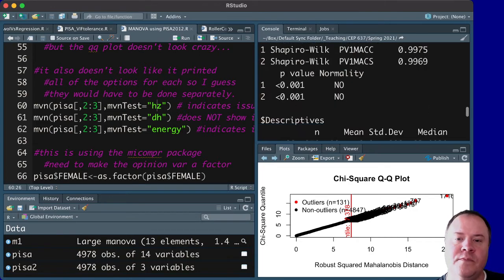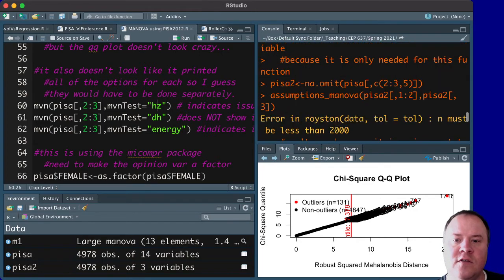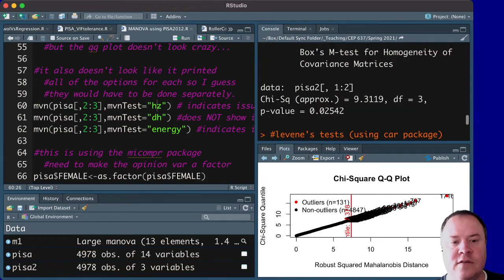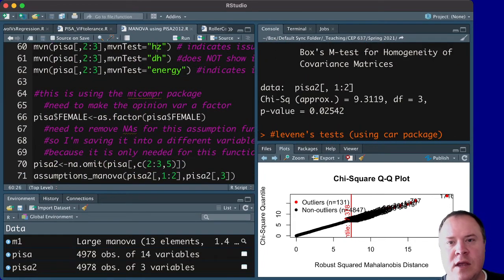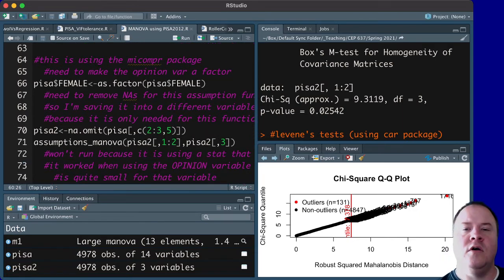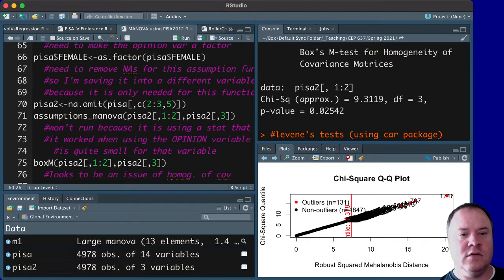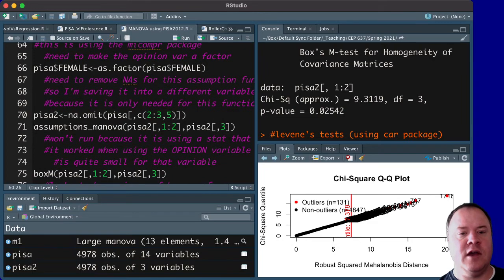All right, then we can go on to looking at some other things. First of all, we need to examine homogeneity of covariances. To do that, we have to first make the female variable a factor variable. Right now it's numeric, so change that to a factor. And then we have to remove NAs in order for the function to work. So I just stored it into a new variable I called PISA 2 because I'm only going to use that for this particular test.